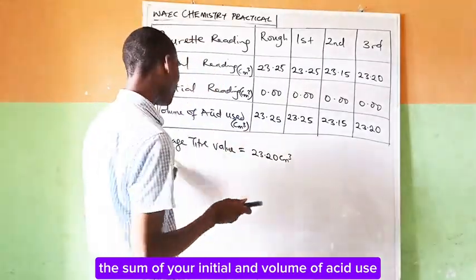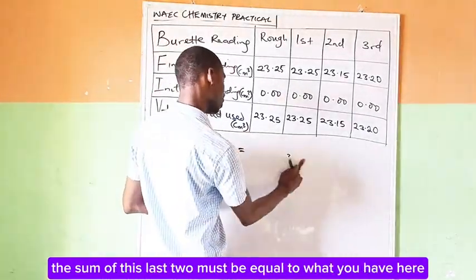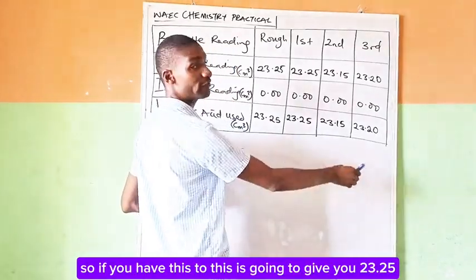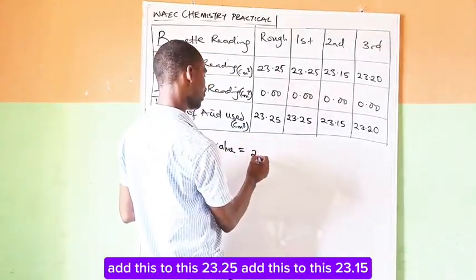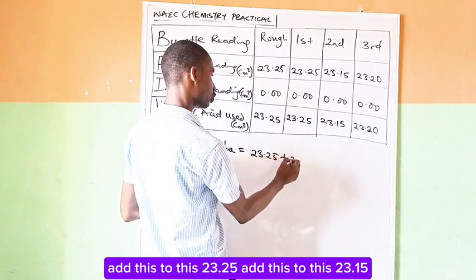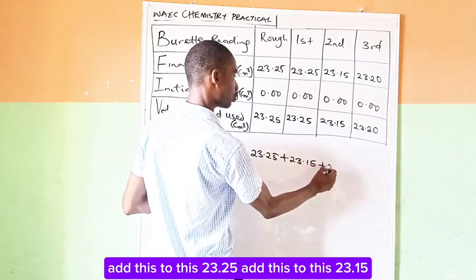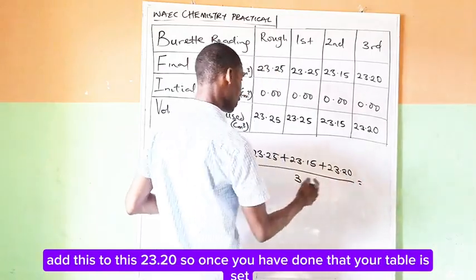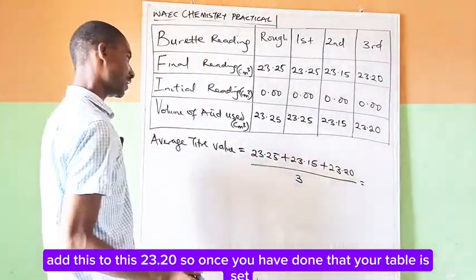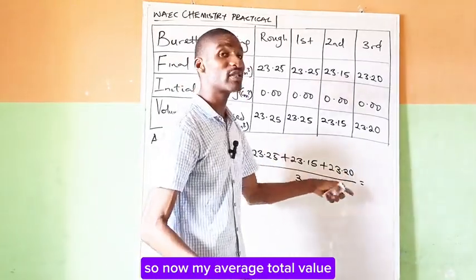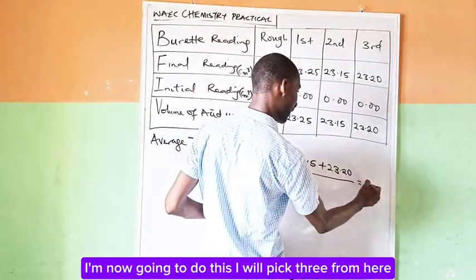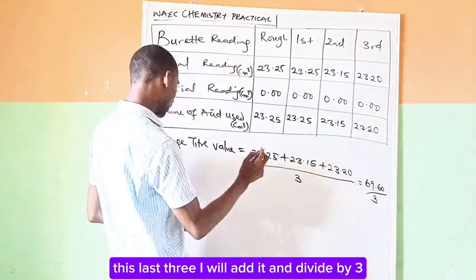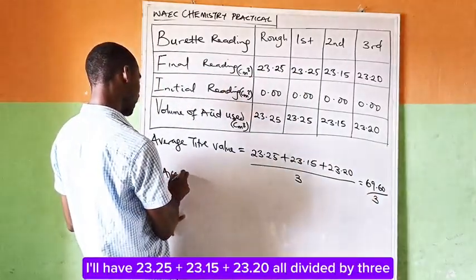So now, my average titer value, I'm now going to do this. I will pick the last 3, add them and divide by 3. So I'll have 23.25 plus 23.15 plus 23.20, all divided by 3. If you add all of this together, it's simply 69.60 divided by 3. And that will give me my average titer value.